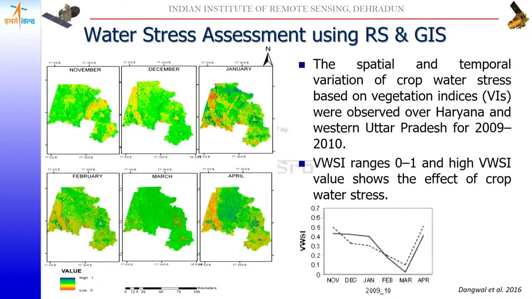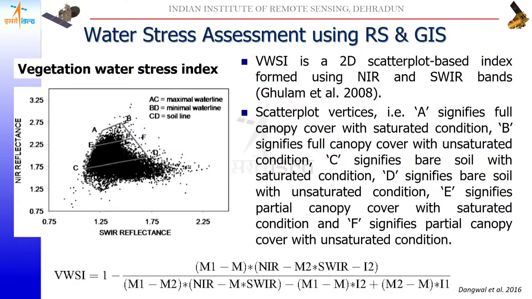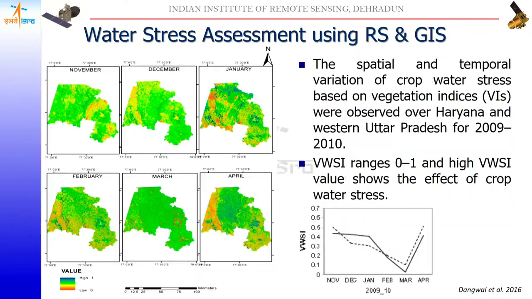So as author Dangwal et al. in 2016 published their work for the area of Haryana and parts of Western Uttar Pradesh, specifically the Meerut region. They used datasets from remote sensing based sensors and computed the spatial temporal variability in crop water stress based on the VWSI, vegetation water stress index value, using the same scatter plot information, derived for the season of 2009 and 10 and shown in this slide from November to April.